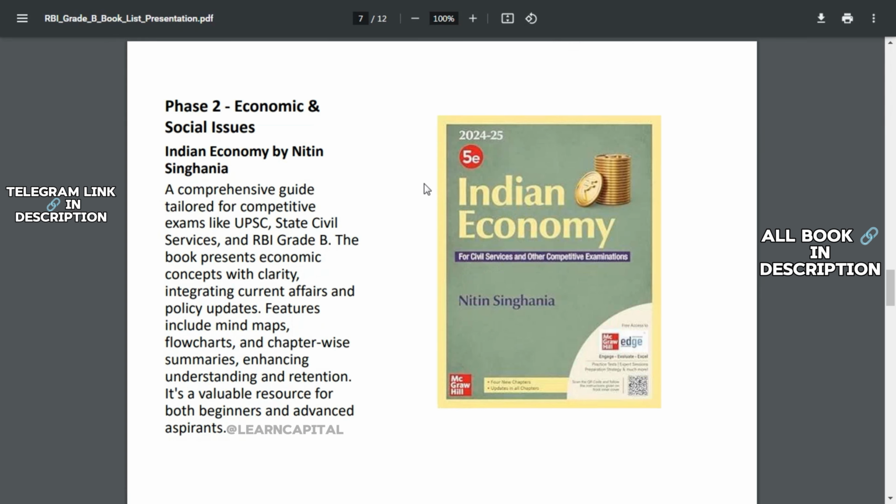Next is for the phase 2 exam. This was until phase 1, so this is for phase 2. In phase 2, we are going to take economic and social issues. I recommend the book Indian Economics by Nitin Singhania, which is the best book for economy. It is a guide for UPSC, RBI Grade B, and it is best for the Indian economy. So I recommend you to take this book. Okay, all the book links are in the description, so please go through it.